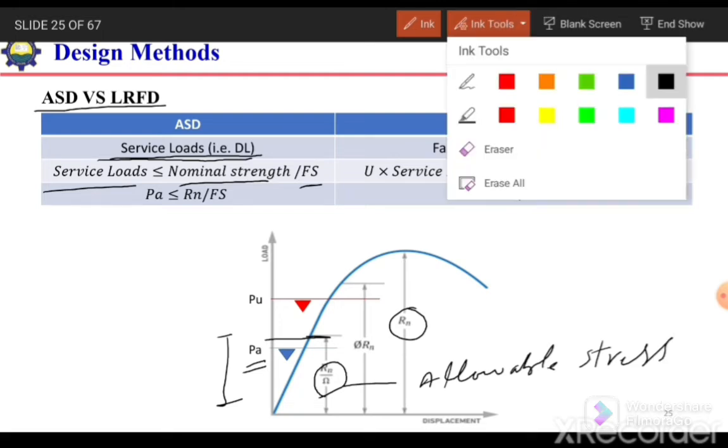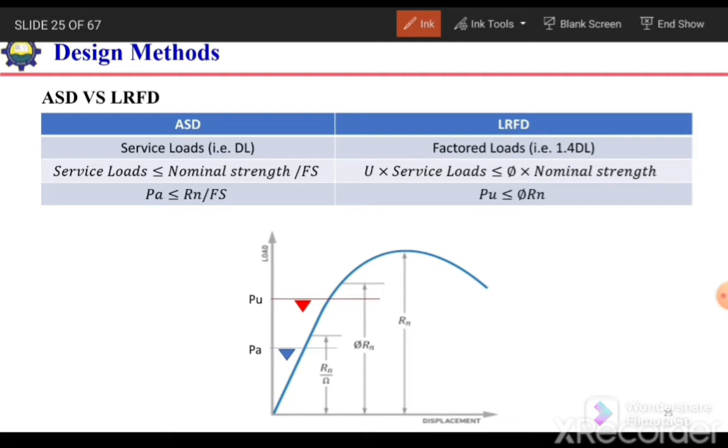In case of LRFD, we factor the service loads. We apply some factor of safety on the applied service loads and then compare it with the nominal strength. So here U times service loads, we have increased the service load by multiplying it with the factor, and we have also reduced the nominal strength by multiplying it with the strength reduction factor phi. This term, phi times nominal strength, is termed the design strength, and this is the factored load. So the factored load should be less than the design strength.